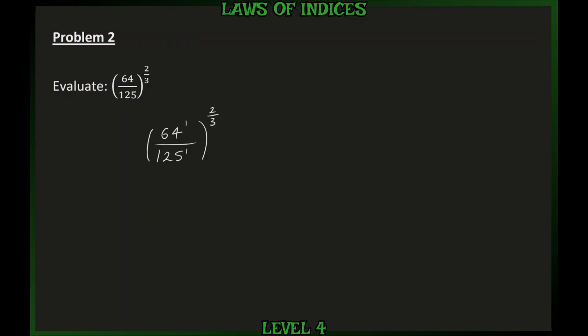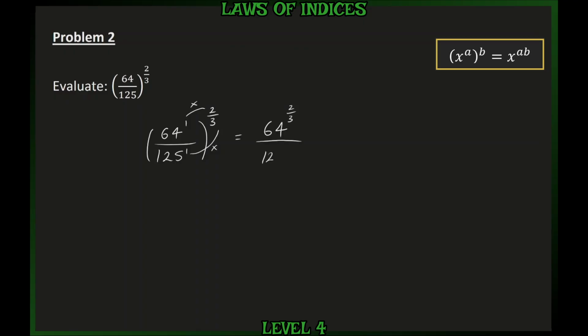And writing it in this way makes it clear that we're raising powers to powers, which means we're going to use this law, which tells us that to simplify this, we have to multiply the powers together. So this becomes 64 to the power of 1 times 2/3, which is 2/3, over 125 to the power of 1 times 2/3, which is 2/3.